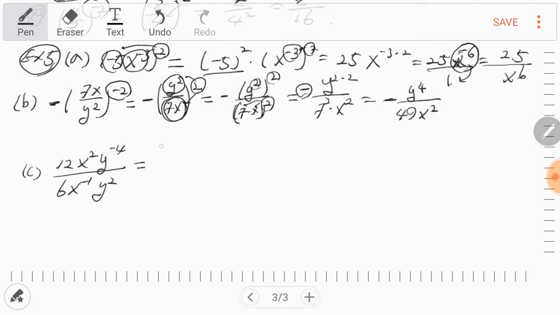Okay, the next one. For the numerator and denominator, we can simplify the numbers first. So 12 divided by 6 is 2, 6 divided by 6 is 1. So we have 2 in the numerator, 1 in the denominator. Okay, how about x? Which one do you want to move? You can move this negative exponent to the numerator. So x squared times x to the 1st power. You can move this one to the denominator, then the denominator is y squared times y to the 4th power.